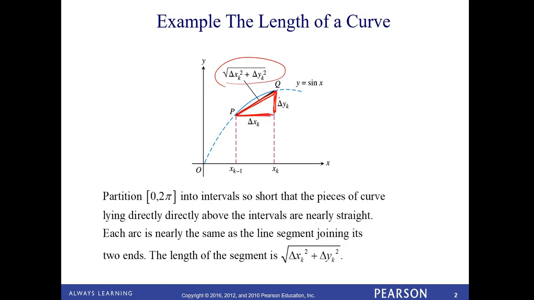So if we partition any particular interval, they chose 0 to 2 pi, because again they're using sine, into intervals so short that the pieces of the curve lying directly above the intervals are nearly straight. So we talked before about local linearity. As I make these segments shorter and shorter, they are becoming almost identical to the curve itself. Each arc is nearly the same length as the line segment joining its two ends. The length of the segment, not the actual curve, is the square root of delta x squared plus delta y squared.